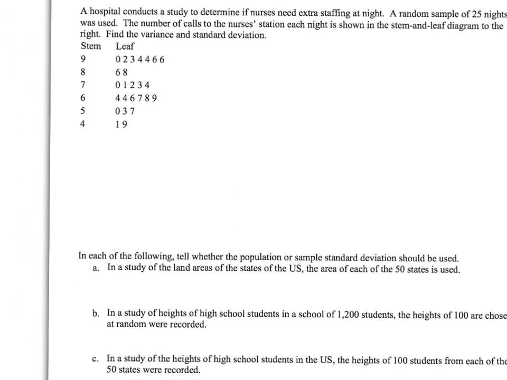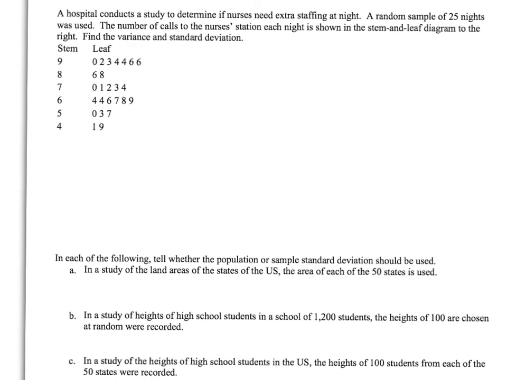This next one you guys will finish. I'll start it for you just because you're not used to seeing a box and whisker plot. It says a hospital conducts a study to determine if nurses need extra staffing at night. A random sample of 25 nights were used. Find the variance and standard deviation. So you will use your calculator again for this one, but it's not set up the way you're used to seeing it.